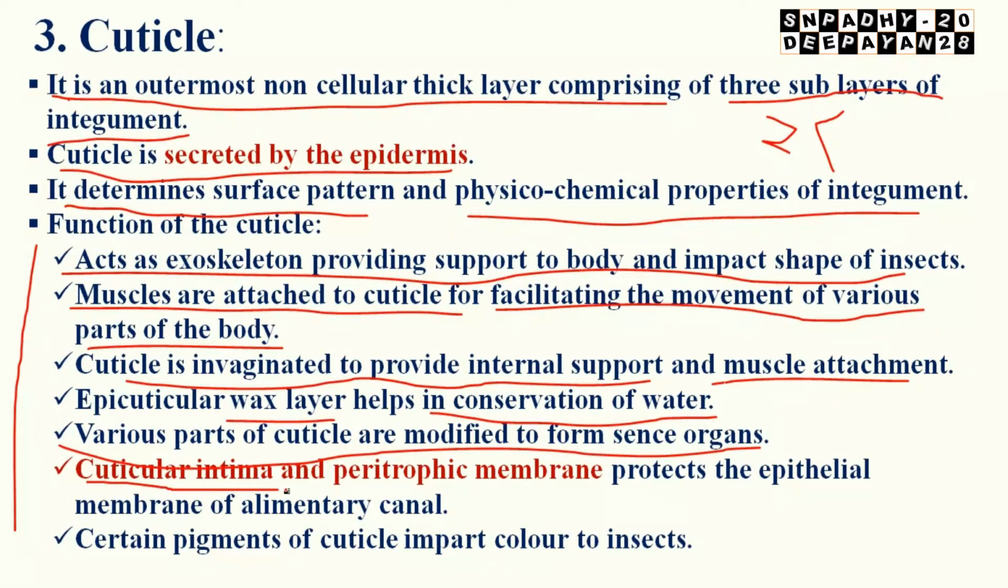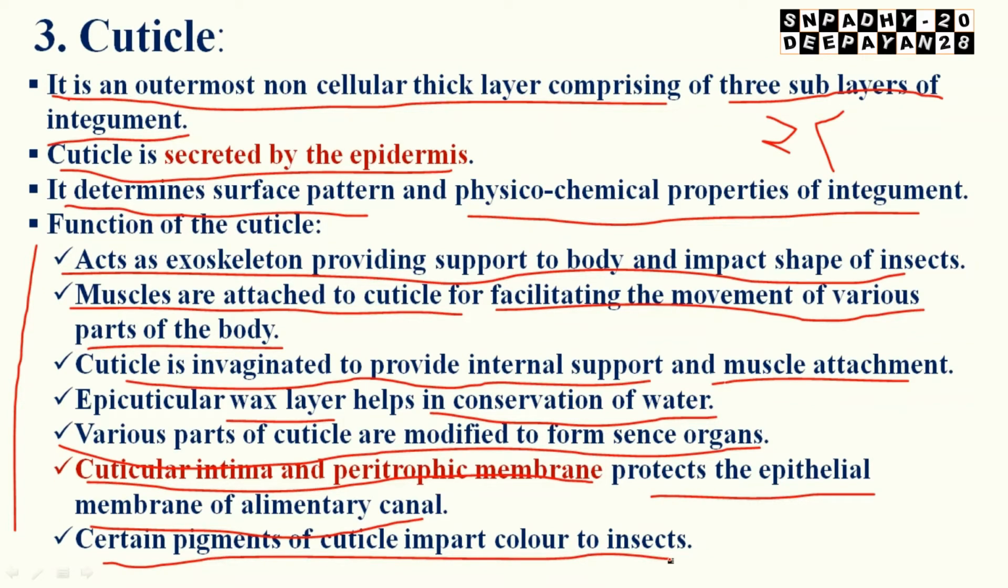Then cuticular intima and peritrophic membrane. In case of midgut, it will be inside the midgut, an internal organ, and it protects the epithelial membrane of the alimentary canal, which may get damaged due to digestion of hard food materials. Certain pigments of cuticle also impart color to the insect, which is also necessary for their physiological development. I will tell you later. So for now, these are the functions you have to remember. It may come as some short notes. What are the functions of cuticle? But the first one you have to write down.